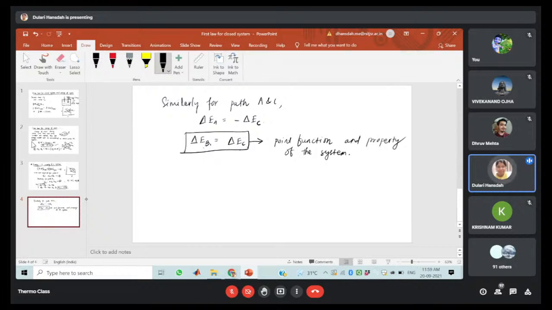Okay, so I have written in one class that the cyclic integral of any property is 0. So in this case, we can write the cyclic integral of dE is equal to 0, or the cyclic integral of dV is equal to 0. Okay. If it is a point function, energy is a point function. In that case, the cyclic integral of dE is equal to 0, because the initial and final state are same. So that's why it is 0.